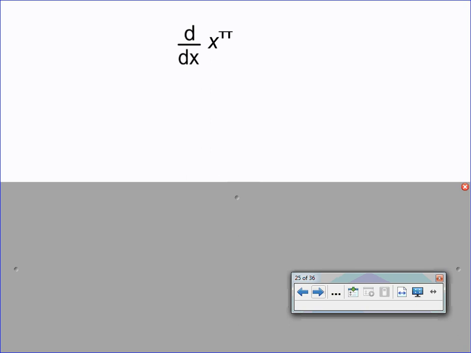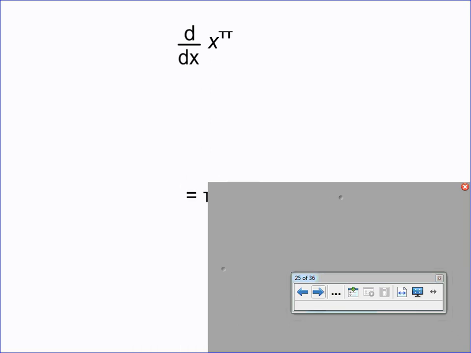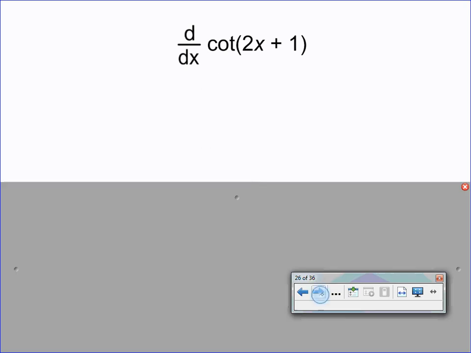Pi times x to the pi minus 1 power. Yes, you are correct. Good job. Very nice. That's a lot. Derivative of cotangent of 2x plus 1. I know that you know cotangent. It's derivative.